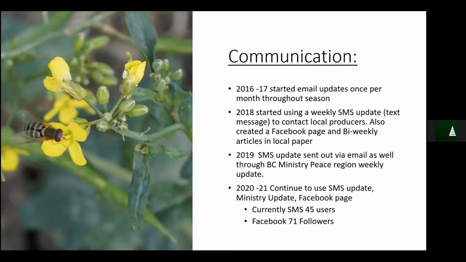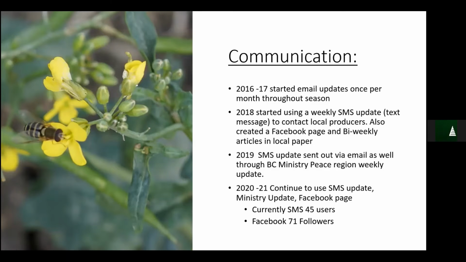And so in 2018, when we were able to hire a student, we had a bit of a shift. At that time, we had a coordinator come in as well, who was amazing, and she thought of the idea of using an SMS update, a text message, to contact local producers and give them a more accurate and up-to-date idea of what was going on in the field. And we also created a Facebook page and a Pest of the Week, which was published in a local paper on a bi-weekly basis. So it was amazing. We had lots of positive feedback.